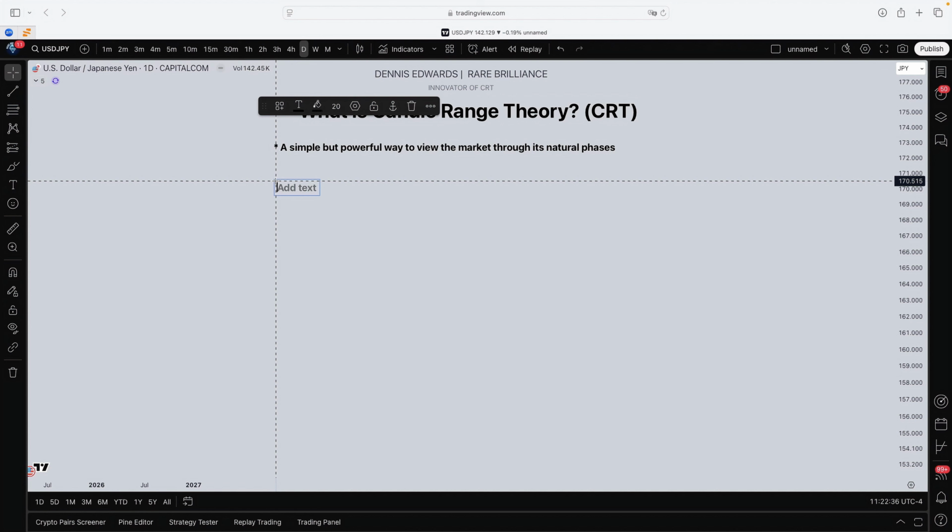Every single market move is made up of three phases, okay? Accumulation, manipulation, and expansion or distribution, depending on the direction of the market. Now, this is where the real move happens. Now, I'm going to write these definitions as well and follow along.